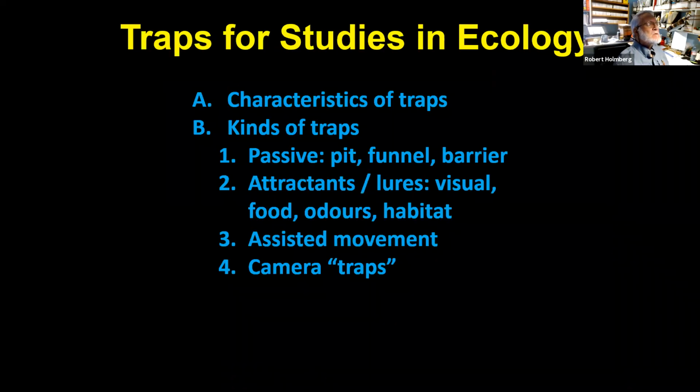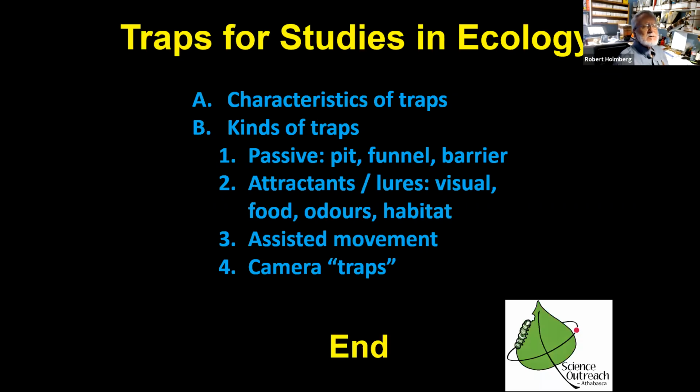So we've gone through the characteristics of traps, the kinds of traps, pit, funnel, and barrier traps that are passive. We've looked at attractants or lures, visual, food, odors, habitat, all kinds of other things, assisted movement, and we've looked at camera traps. And that's the end of this presentation.